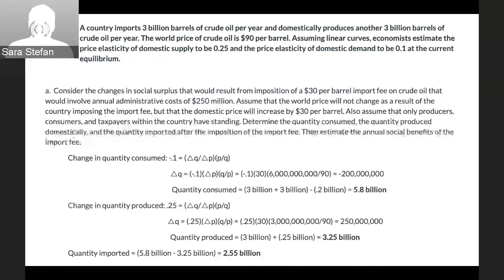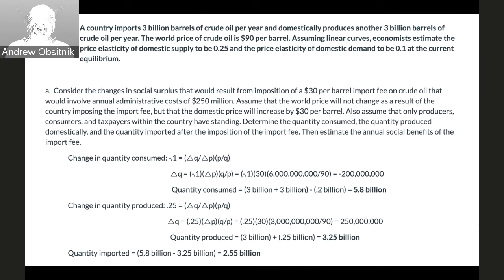For question two, we were presented with a country's oil market where they import 3 billion barrels of oil and domestically produce 3 billion barrels of oil. For the first part of the question, we were given a situation where there's a $30 per barrel import fee put onto the oil, and we were asked to first determine the quantity consumed, quantity produced domestically, and the quantity imported.